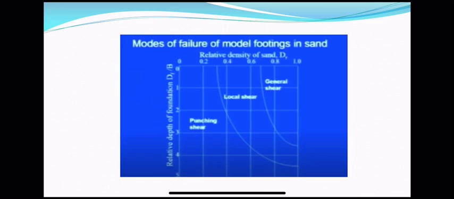Now these values are also defined when we say dense sand. If the angle of shearing resistance of sand is less than 28 degrees, then it is an intermediate failure. With this we have completed the different modes of failures in footings, like general shear failure, local shear failure and punching shear failure.